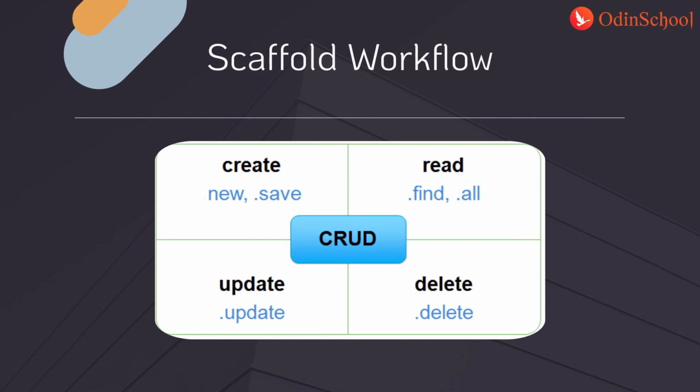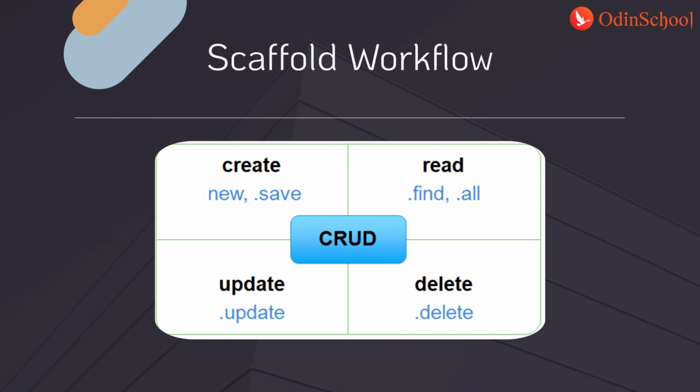So scaffold is making the code to create a record, read a particular record, update a particular record and delete a particular record. The first letter of create is C, the first letter of read is R, the first letter of update is U, and the final letter is D. That is called CRUD operation. Sometimes it may be pronounced as CRUD. That is your way of pronunciation. CRUD: create, read, update and delete. C stands for create, R stands for read, U stands for update and D stands for delete.